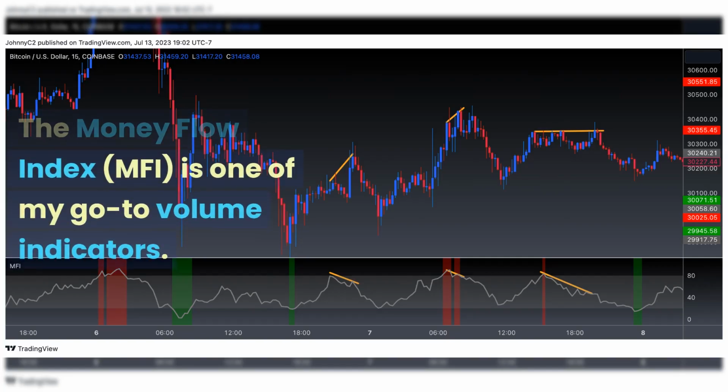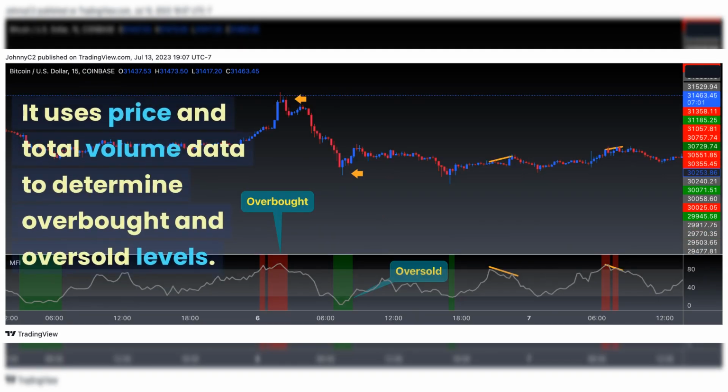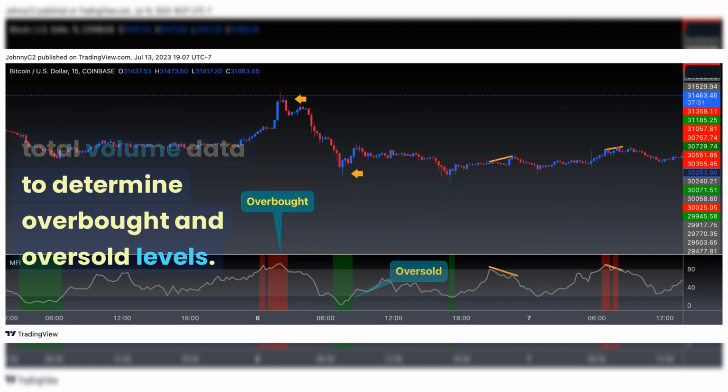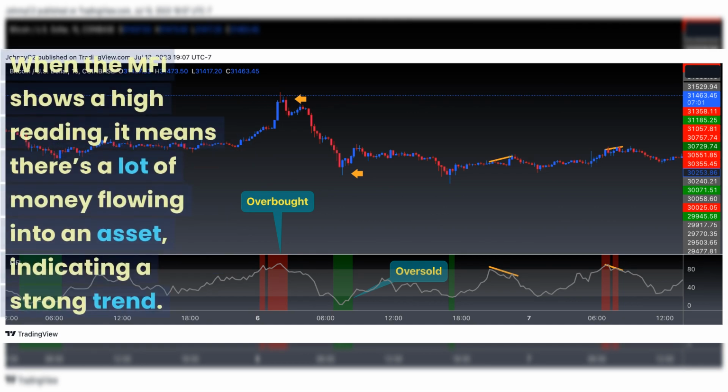The money flow index is one of my go-to volume indicators. It uses price and total volume data to determine overbought and oversold levels. It's not like some of the other overbought and oversold indicators in that it also includes volume, not just price.